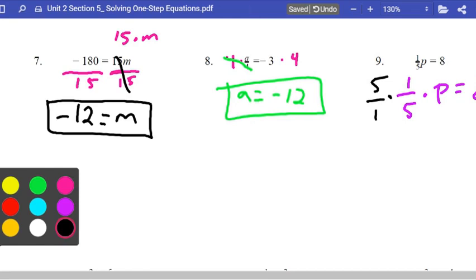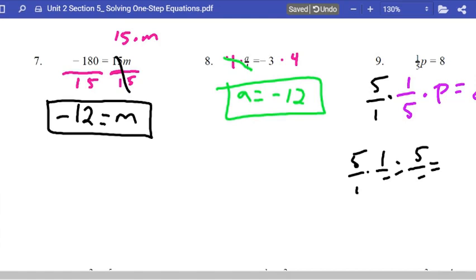Because 5 over 1 times 1 over 5, let's do that real quick. We multiply straight across, that's 5 over 5, which is just 1, which is what we need it to be. We want it to be 1p. Now let me get that out of there. So we know that we can divide both sides or multiply both sides by 5 over 1 or just 5. So I'm going to multiply the right side by 5. And now we're left with just p equals 8 times 5, which is 40.